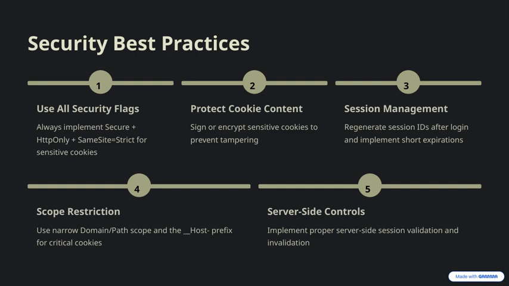Scope restriction is another key point. Use narrow domain and path scopes for your cookies, and consider using the host prefix for critical cookies. This enforces stricter cookie boundaries, reducing the risk of cookie theft. Finally, implement server-side controls. Always validate sessions on the server and invalidate them when necessary. Relying solely on client-side checks isn't enough. Server-side validation is your last line of defense. By following these practices, you're taking important steps to strengthen your application's security posture and protect your users' data.